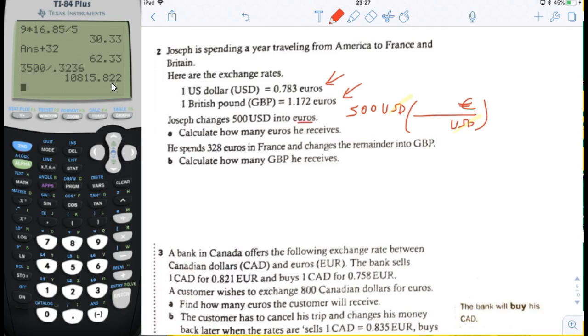So, is there an exchange rate they give me with US dollars and euros? Sure there is. There's one right here. So I'm going to put 1 US dollar, and I'm going to put 0.783 euros, and I'm done. Now I just need to multiply it out. So I'm going to multiply the tops. There's a 500. There's a 0.783. And divide by 1. I don't need to divide by 1. Divide by 1 doesn't do anything.